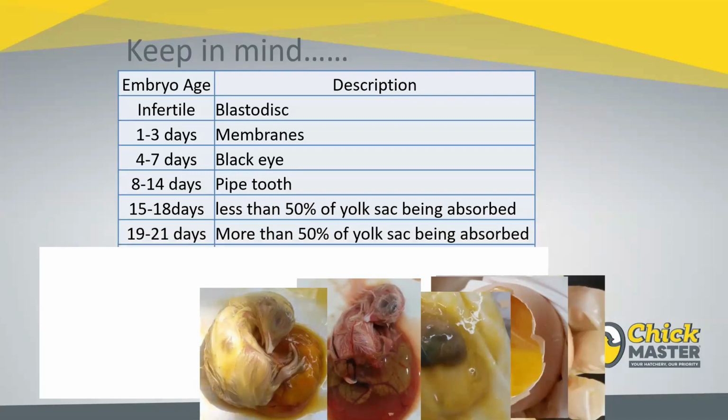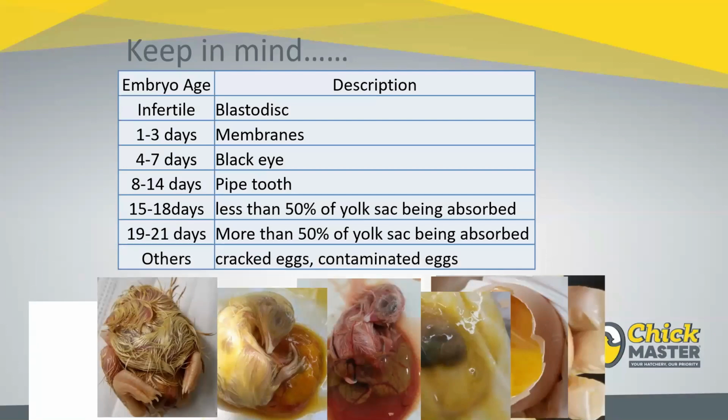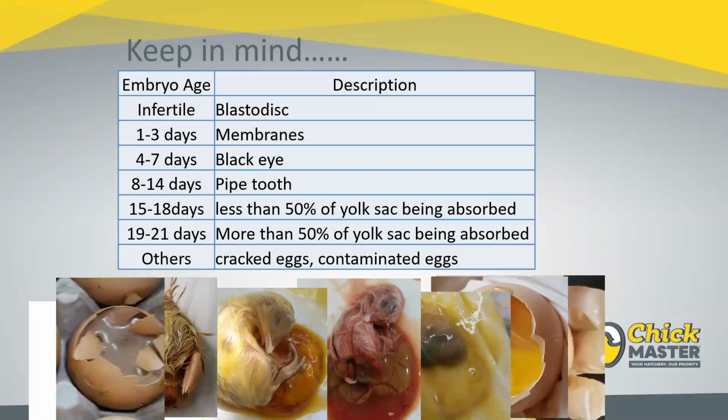And then 19 to 21, you'll see more of the yolk sac has been absorbed. There'll still be a little bit present, as you see in this picture. And then, of course, another common thing you'll see in hatch baskets at breakout are things such as cracked eggs or contamination. You'll see the contaminated egg look very similar to that. Doesn't smell very well either.